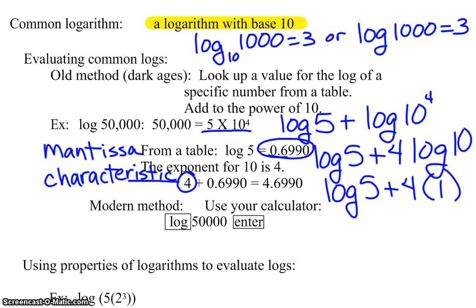On your calculator, you simply have to go find the log key on the left-hand side of your calculator, hit log 50,000, enter, and it will tell you the answer.